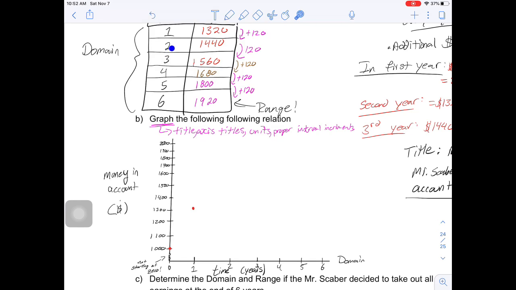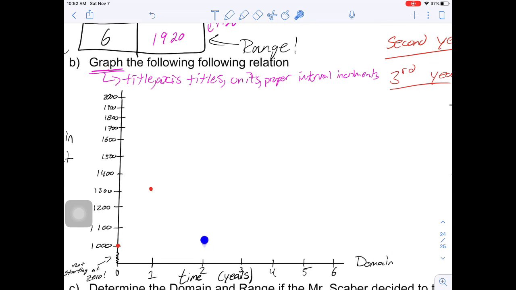Okay, now in the second year, how much did I make? I made 1,440. So in my second year, I made 1,440. So that would be roughly right there. Let's kind of draw a line here to try and be more accurate.